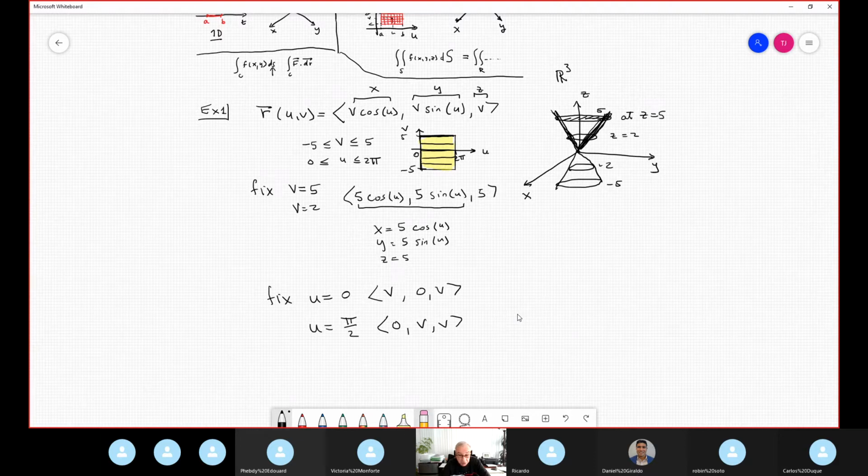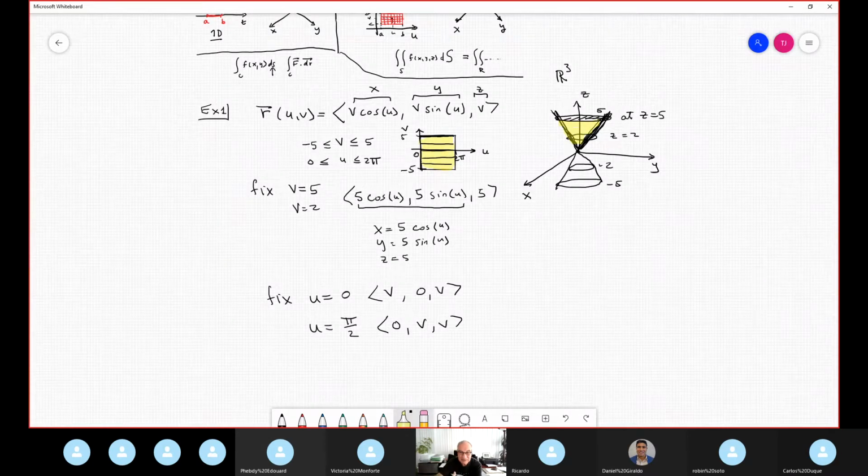Okay? Does everyone understand this basic idea? Parameterization of a surface. I explained the parameterization of the cone. I promise that we cover right now, today, the most important surfaces that we study, no?